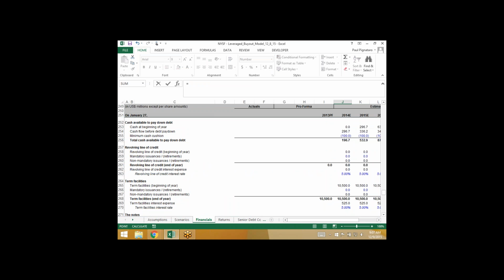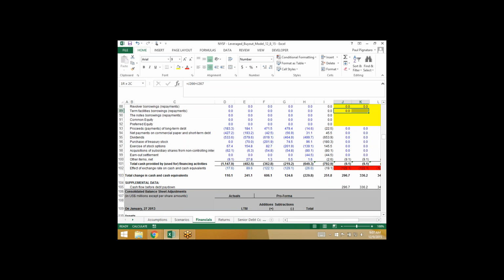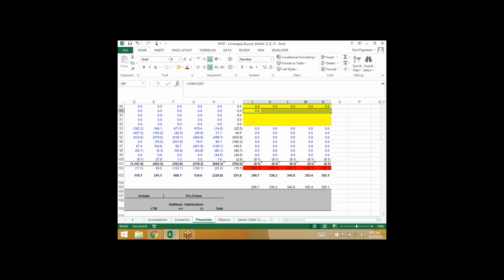The term facility is going to be some of the mandatory and non-mandatory term facilities. Now, one thing we didn't model in yet, because the cash flow can't support it, is that usually a term loan would have a principal payment, and usually that principal payment is over the life of the deal. So if you model that in, $10 billion divided by 5, there's no way they have cash to support that. So I don't know what's going on there.